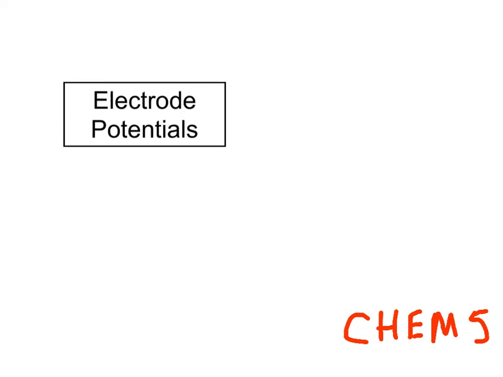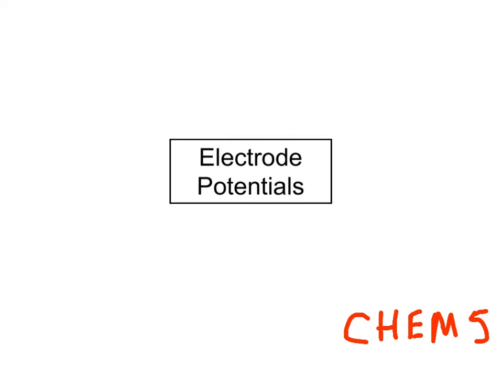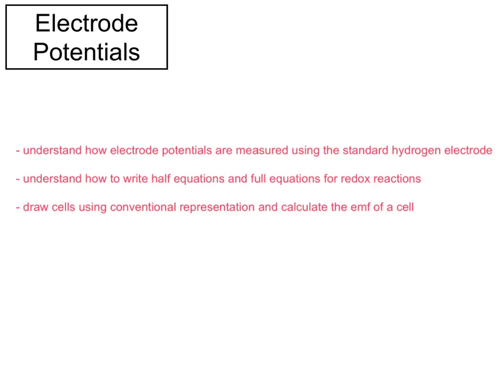This video is on electrode potentials. And the aims of this video are to understand how electrode potentials are measured using a standard hydrogen electrode, understand how to write half equations and full equations for redox reactions, and draw cells using conventional representation and calculate the EMF of a cell.